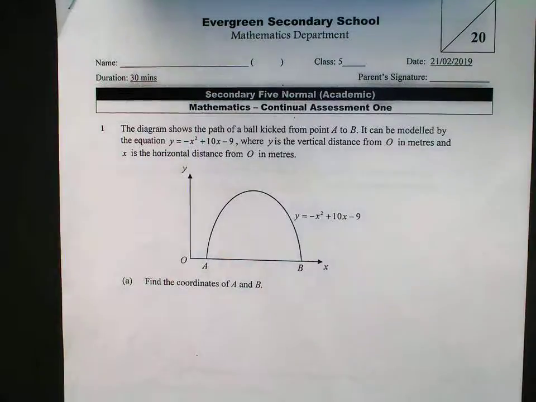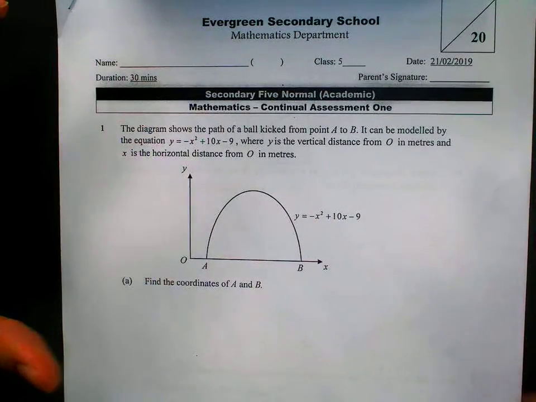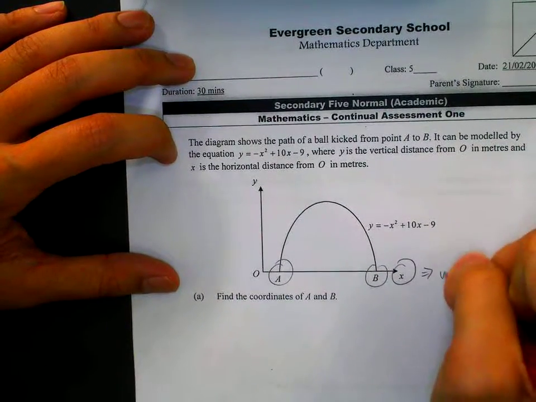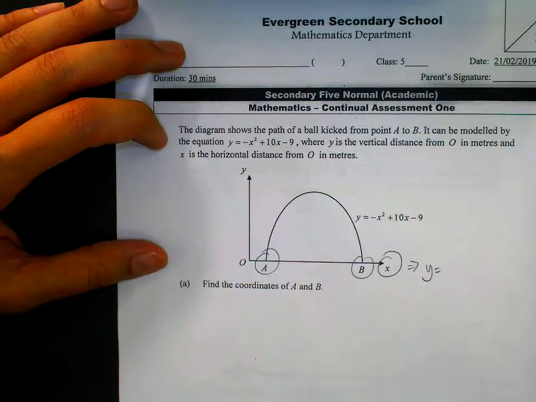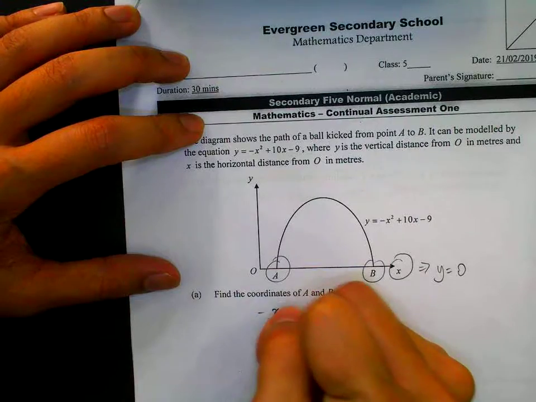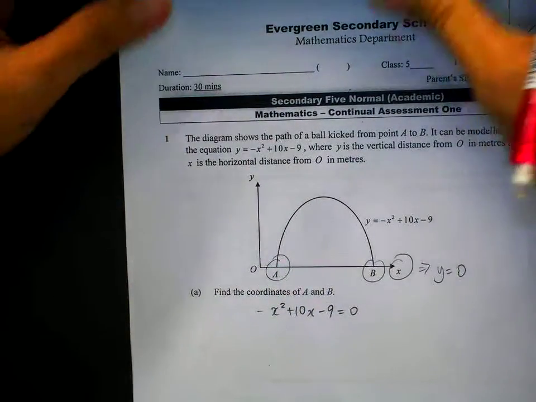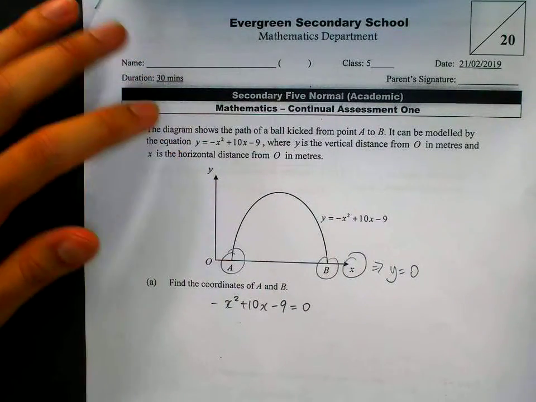Question A. Find the coordinates of A and B. First thing, you all understand the question? Straightforward. Coordinates of A and B. A and B both lie on the x-axis. This implies that y equals 0. In other words, we are trying to solve negative x squared plus 10x minus 9 equals 0.